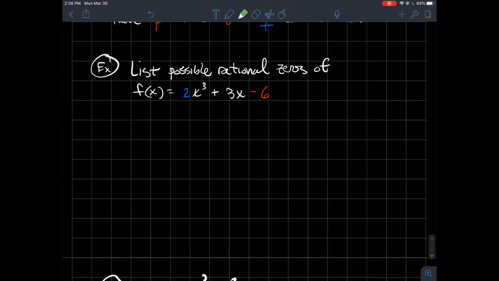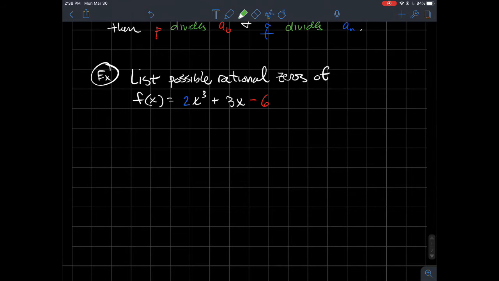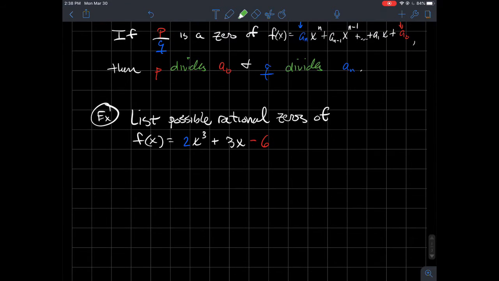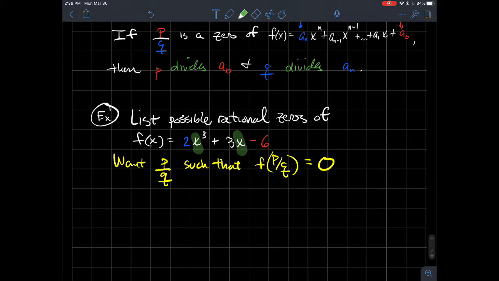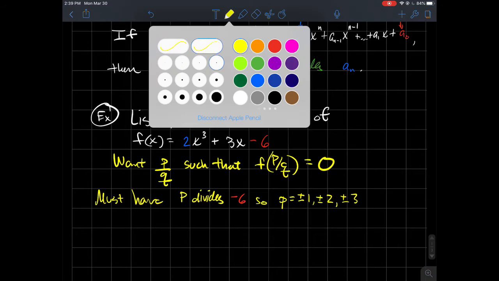To give you an example, we're going to list the possible rational zeros of 2x cubed plus 3x minus 6. So what are we looking for? We're looking for a fraction p over q so that f of p over q should spit out 0. When you plug p over q in for the x's that you see, it should make this 0, and that should give you an x-intercept. By the above, p needs to divide the constant, negative 6. So think about what are all the possible numbers that divide negative 6? Well, plus or minus 1, plus or minus 2, plus or minus 3, and I forgot plus or minus 6.